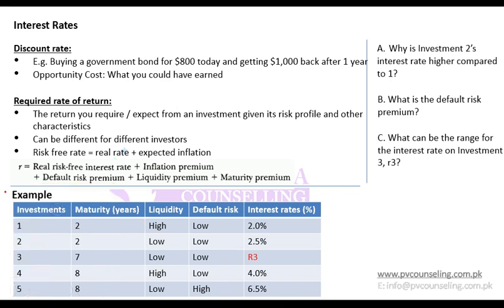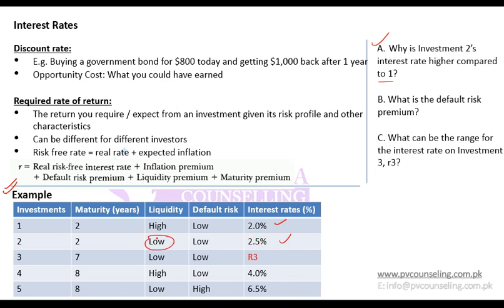Okay, so moving on, here is an example from the curriculum. You have 5 investments. These are the maturities. This is the liquidity. This is the default risk. This is the interest rate. So the first basic question is, why is investment 2's interest rate higher compared to 1? Investment 2 has a rate of 2.5%. One has a rate of 2%. So why does investment 2 have a higher rate?